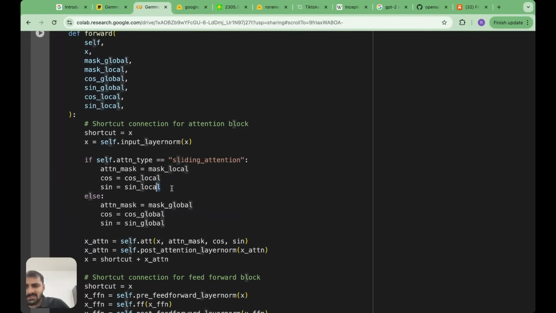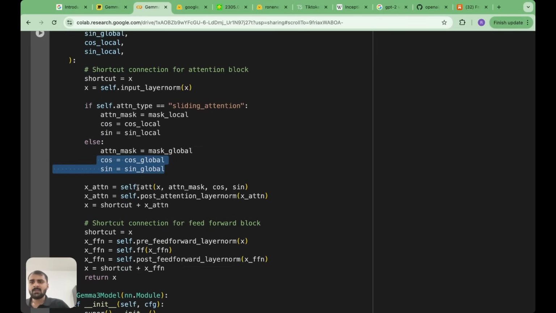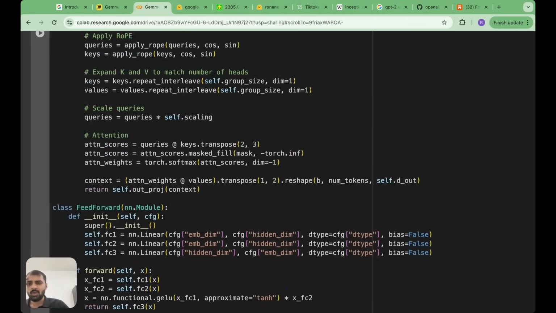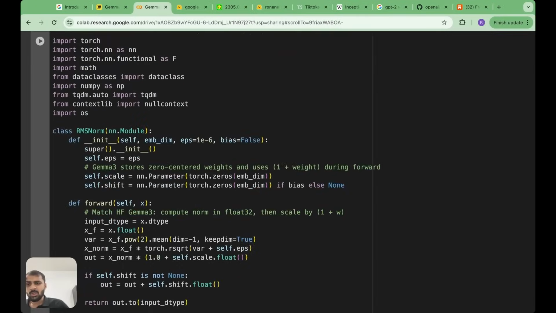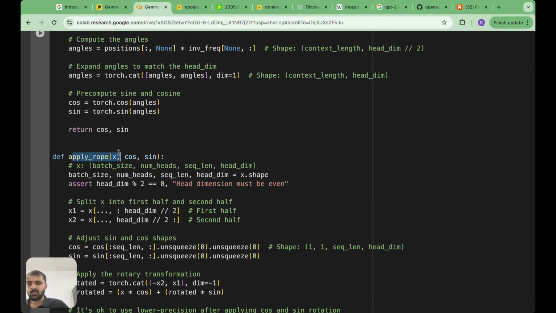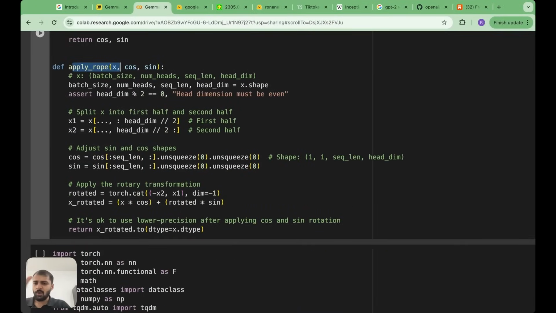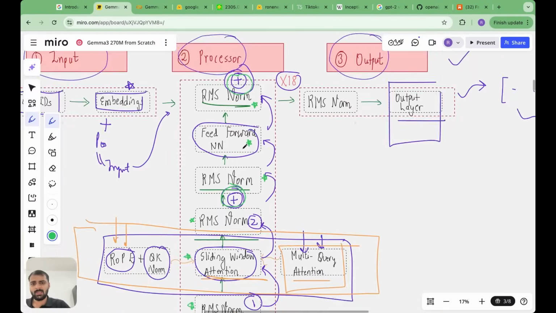Now, you might be seeing this cos local and sine local. That's essentially the rotary positional encoding. If you scroll above, you will see a section on rotary positional encoding. When you apply the rope, we have already seen how exactly to apply the rope.